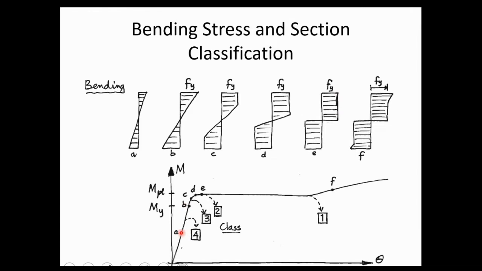Whereas if we're somewhere in the elastic range at A, it means we have the neutral axis here. It means that the outer fibers are stressed maximally, the highest stresses are at the outer fibers. So this is the tension stress. This is the compression stress on the top.